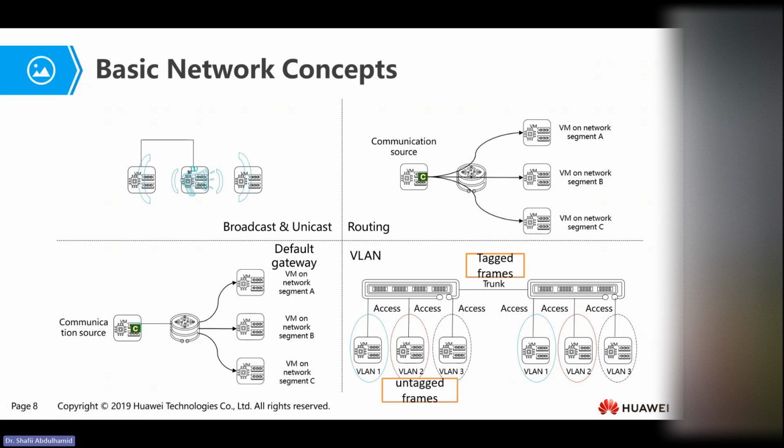Basic network concepts. Important things we have to remember, in the case of a cloud computing environment, are the broadcast and the unicast in one point. We have routing taking place also in another point. We have our default gateway, and we have also the VLANs. So it is important to remember these basic network concepts in cloud computing. So let's look at them one after the other.